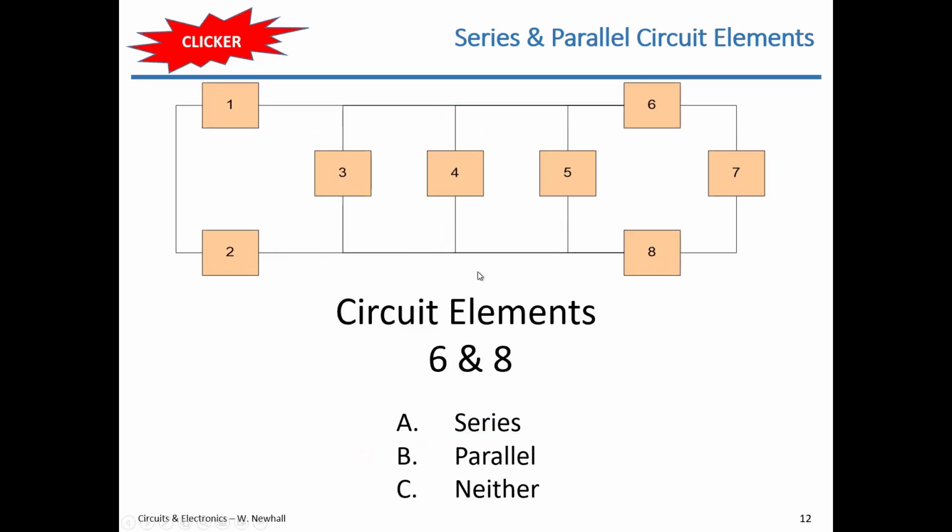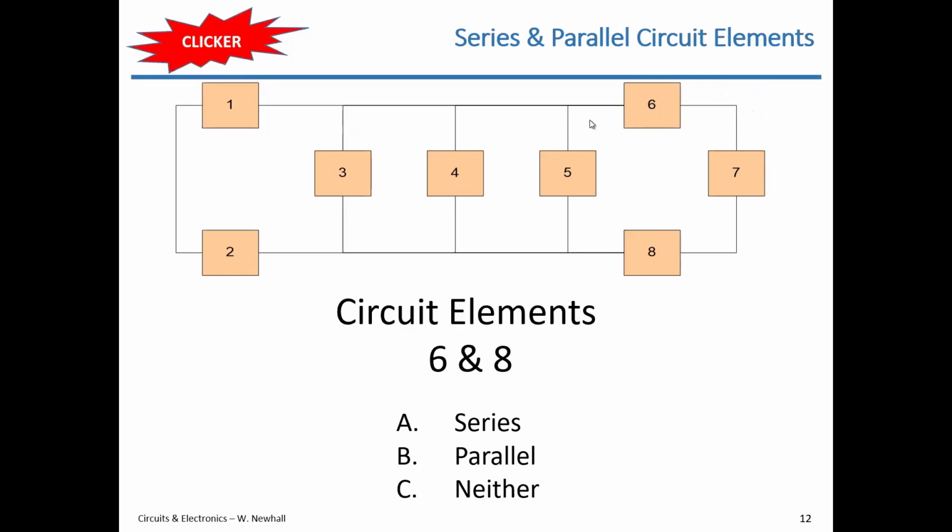Okay, and how about 6 and 8? Let's try this one. I think I have 1 or 2 more of these. So for 6 and 8, here's what I would do. I'd say, okay, do they connect to the same two nodes? No, 6 connects to this upper right node, 8 does not connect to that. So they don't share common nodes. And then I ask, well, if current were to go through 6, would that current also go through 8? Well, yes, right?